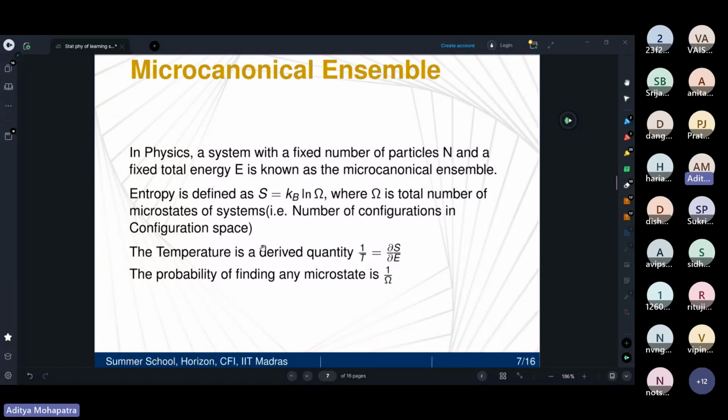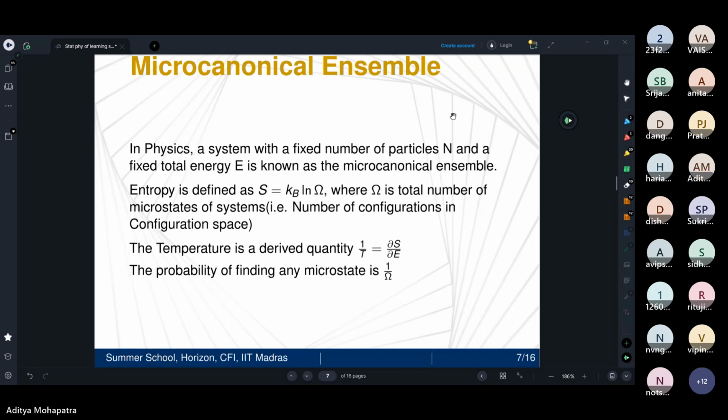Okay, now we come to thermodynamics and statistical physics. Let's say there is a chamber which has a fixed number of isolated particles, n particles, and a fixed total energy E. We call this system a microcanonical ensemble.